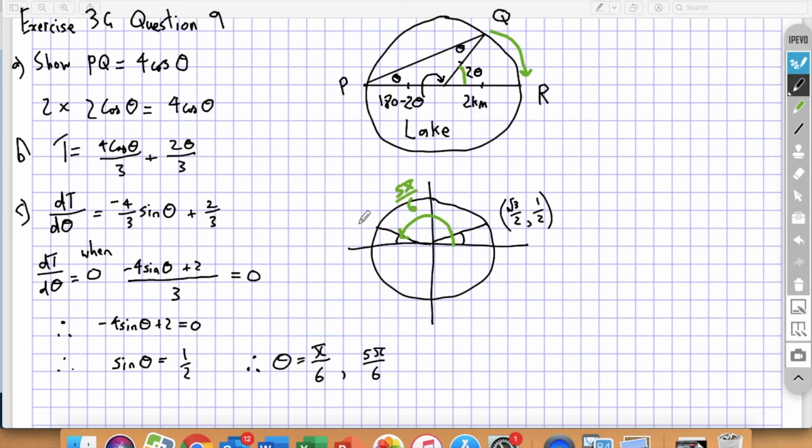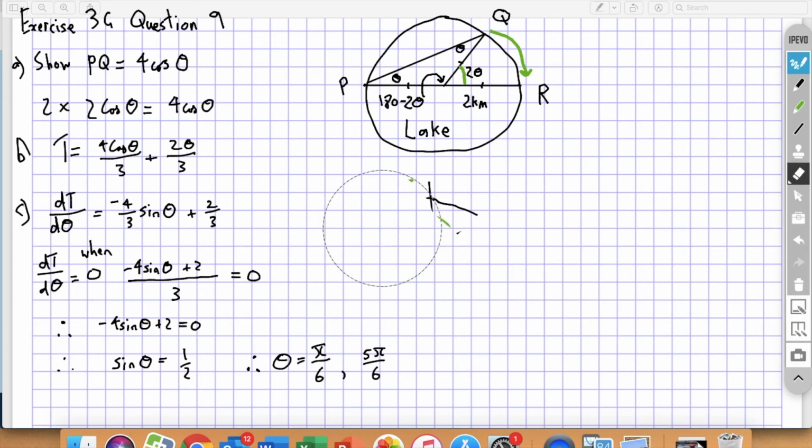And the sine value there is 1/2, but it doesn't make sense to use an angle that's 150 degrees, does it? Because look at these thetas. They cannot be more than 90 degrees, okay? So there's only one valid solution, and it's the first one. Theta equals pi on 6.